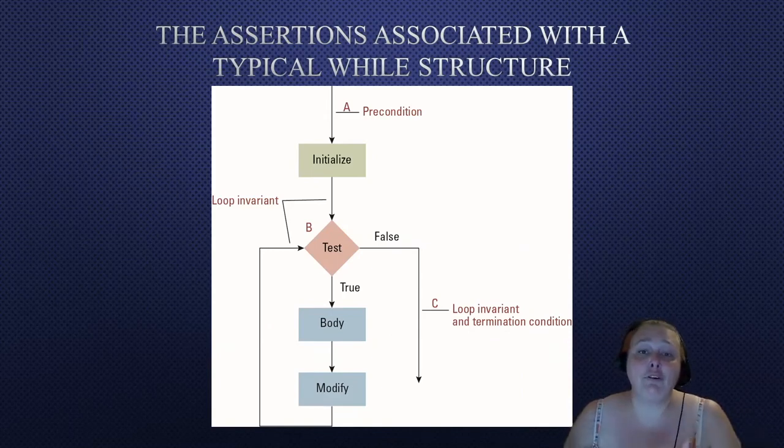If it is true, you go to the body. Within that body, you've got to modify that initialized variable. Okay, that's considered the loop variant or the loop invariant. If the test is false, it's going to go out there to the right, and the termination condition applies, and you no longer have anything to do. But you've got to remember those 3 steps: initialize, test, and modify.